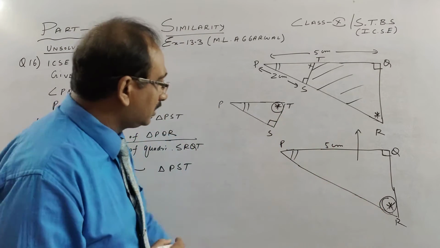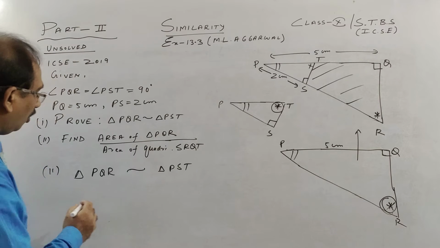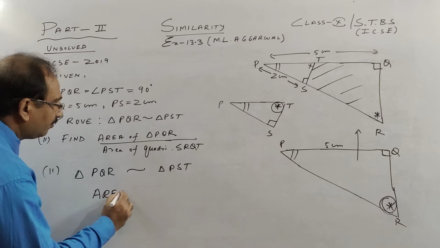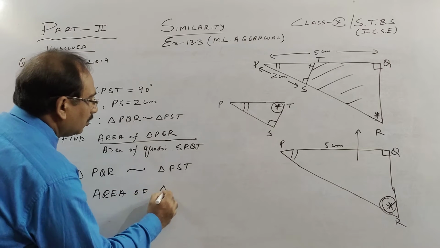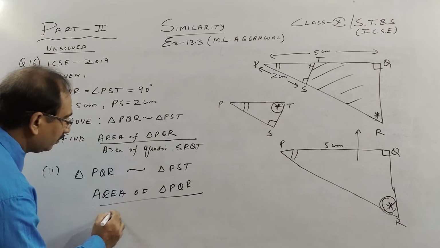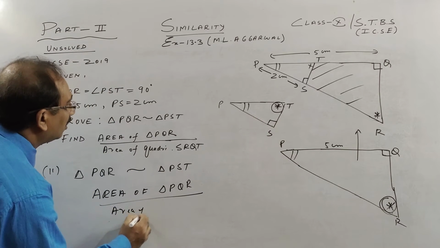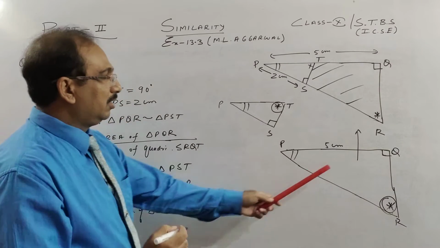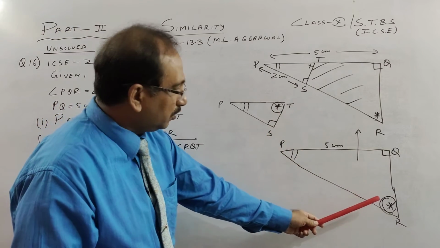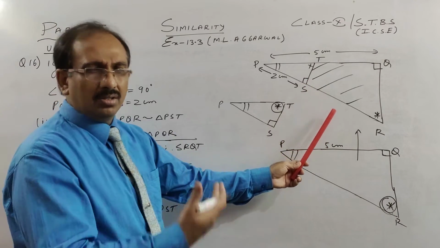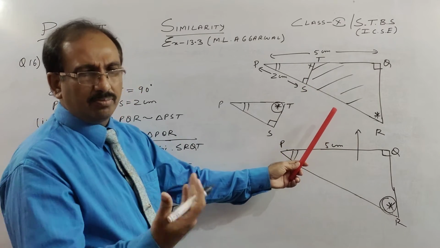So how will we write, see here: area of PQR, the bigger triangle, by area of triangle PST. So the area of this by the area of this is proportional to side square. Just see one pair of sides. I was showing you, you don't need three pairs of sides. So see my part 1, especially the last 5 minutes.